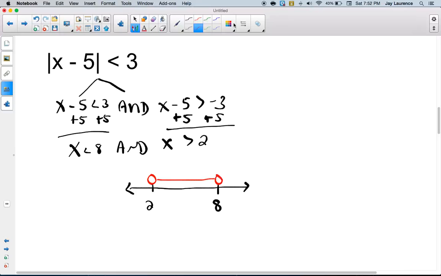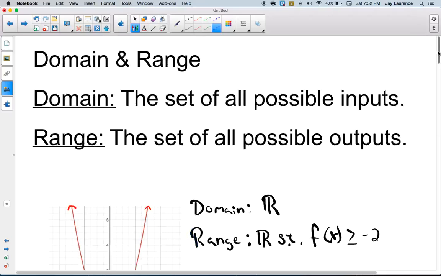Now, this is where I like to do my interval notation. So I'm going to look here. All my solutions have to be between 2 and 8, non-inclusive. So my interval is going to go from 2 to 8, but they're going to be the open brackets because neither 2 nor 8 is included. That's interval notation. That means all the numbers from 2 to 8. Okay?